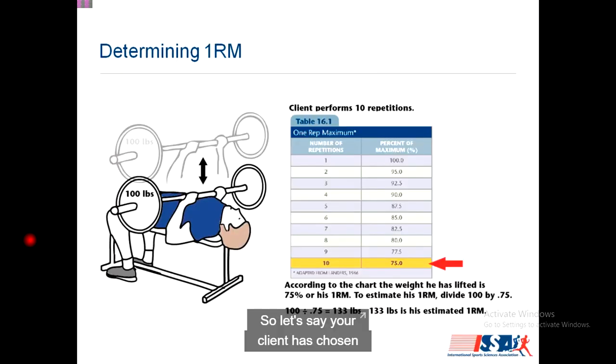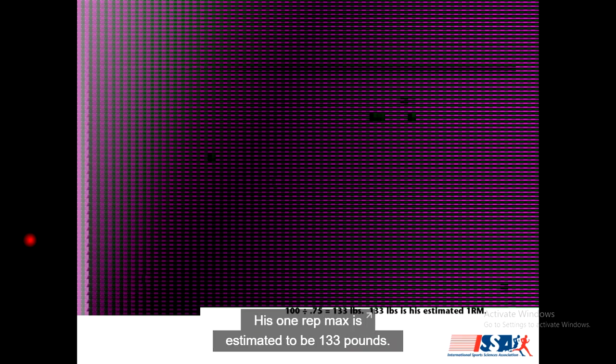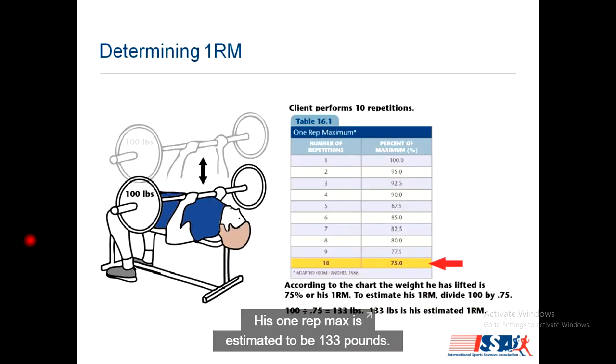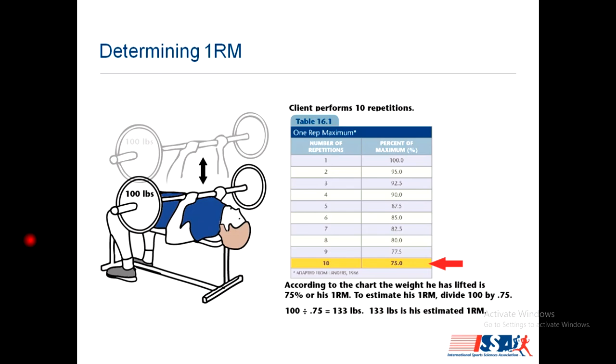So, let's say your client has chosen to bench 100 pounds for 10 repetitions, and he maxes out at exactly 10, unable to lift the bar for an additional rep. According to the chart, the weight he has lifted is 75% of his 1 rep max. To estimate his 1 rep max, divide 100 by 0.75. His 1 rep max is estimated to be 133 pounds.